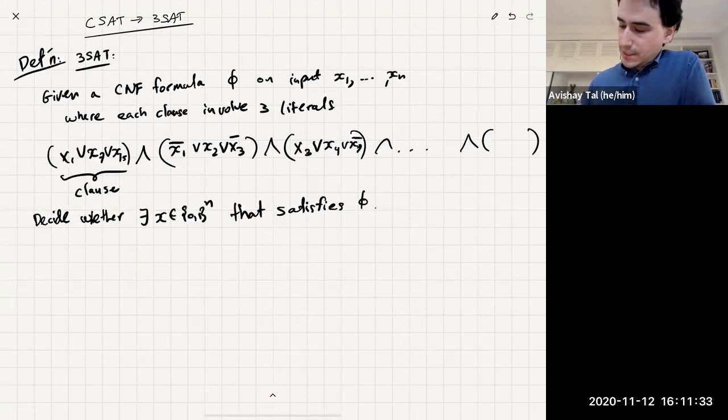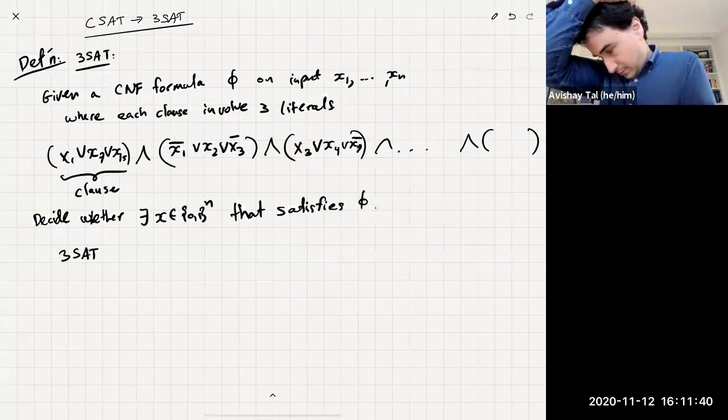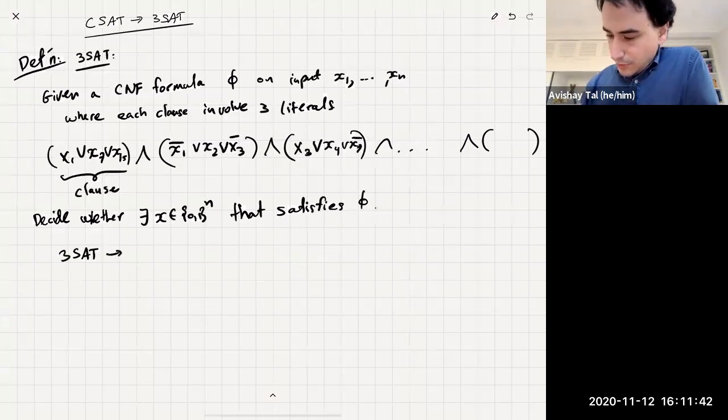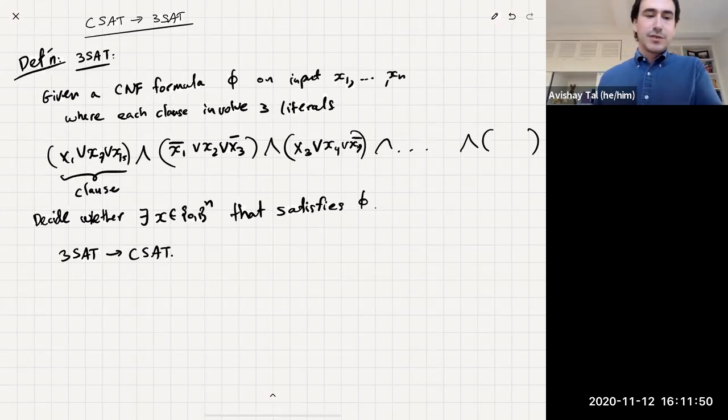So obviously, 3SAT reduces to circuit SAT, but that's not interesting because we already know that everything in NP reduces to circuit SAT. I'm just saying that the reduction here is kind of simple. 3SAT can in some very straightforward way be reduced to a circuit SAT, where we can write this expression as a circuit.